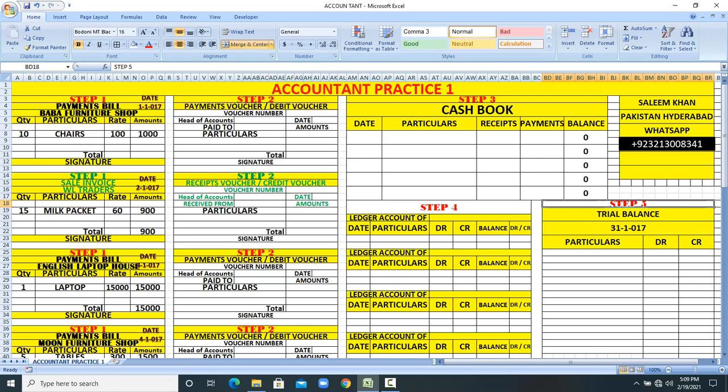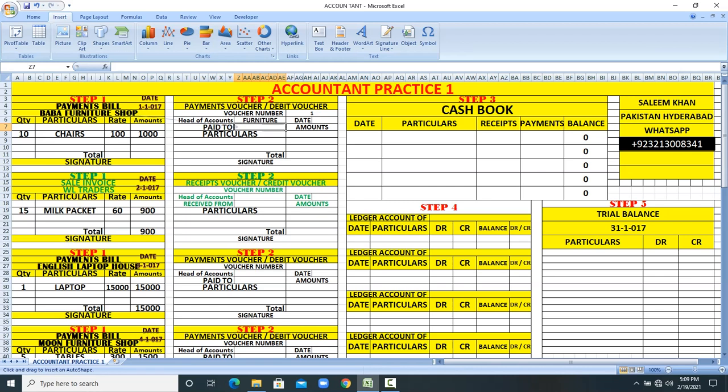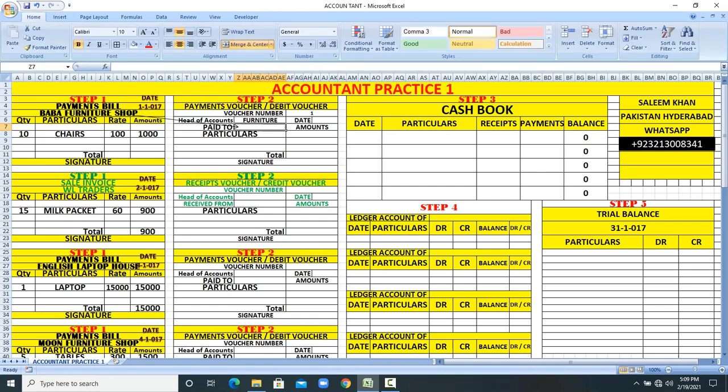Now, first step 1, this bill. You purchase 10 chairs from Baba Furniture. Now we make the voucher. Voucher number first, head of account, furniture, paid to, this we write here, Baba Furniture.